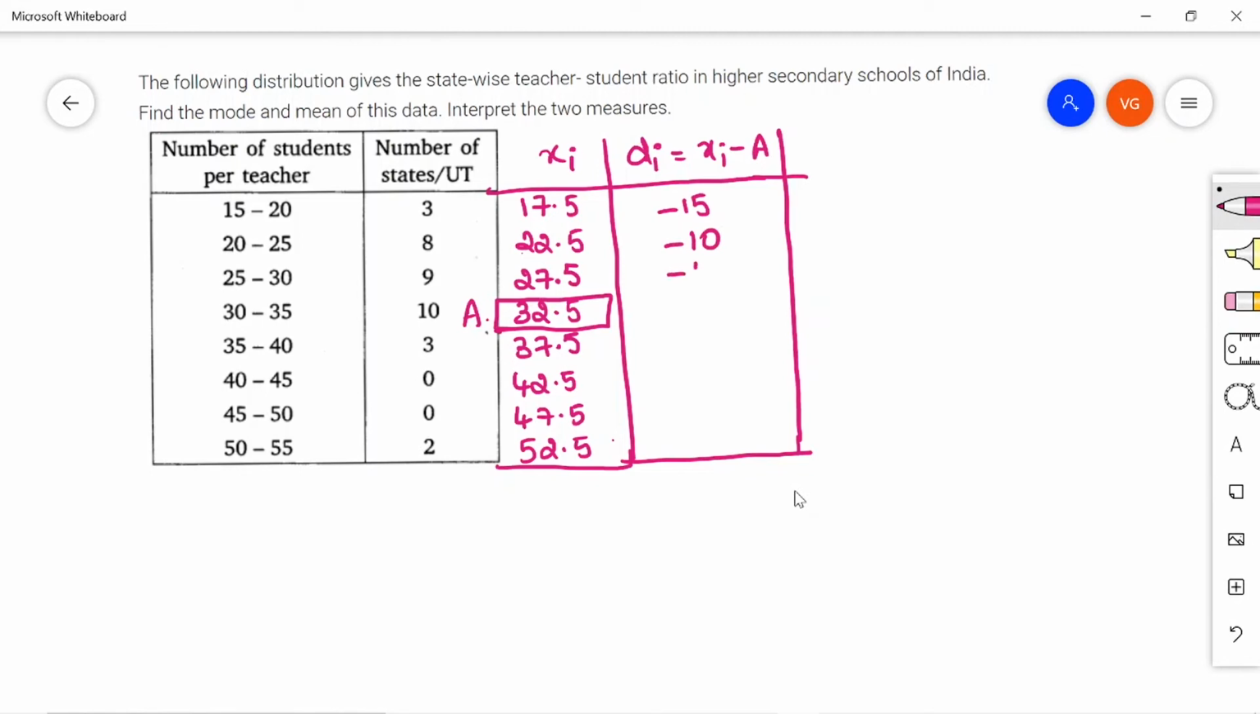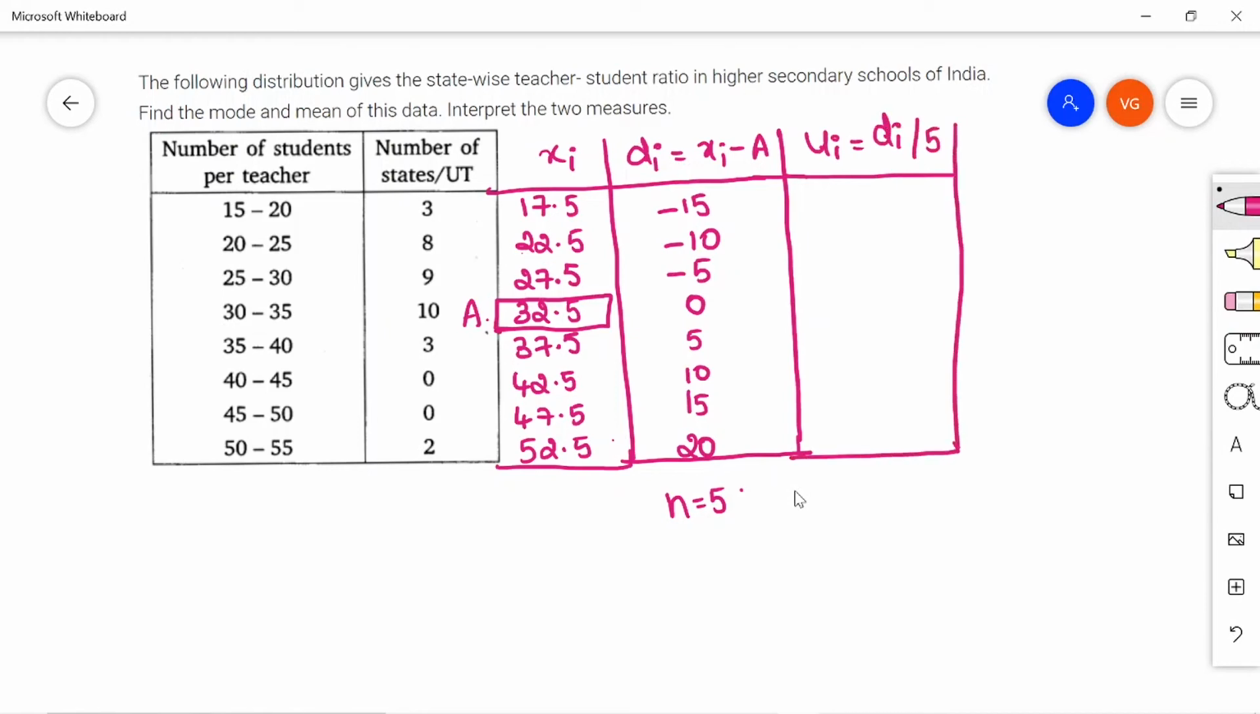So you will get it. Next one is minus 5, 0, 5, 10, 15 and 20. So these are the corresponding deviations. Now if you see here, there is a common number, that is 5. So you can take step size h is equal to 5, so that the calculation will be simpler. So ui is equal to di divided by 5 you can take.